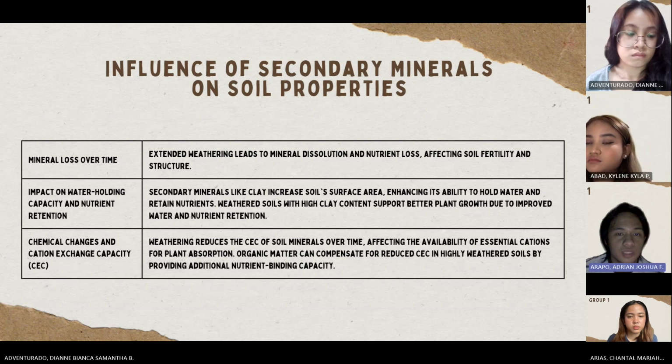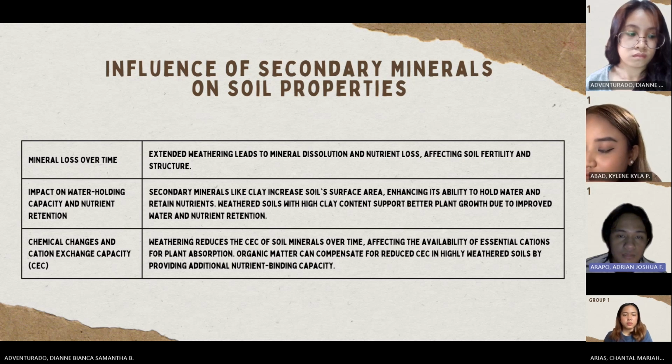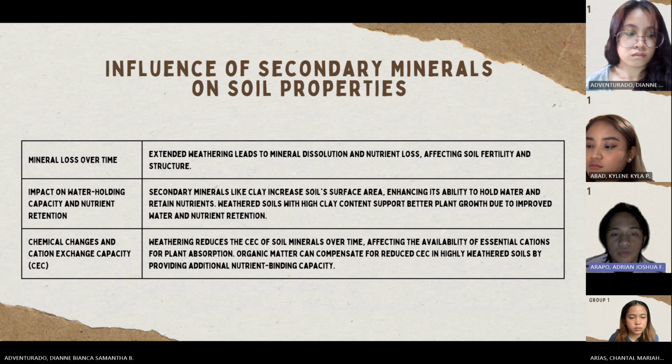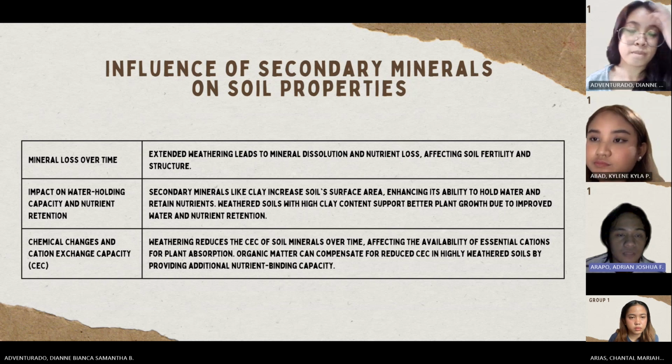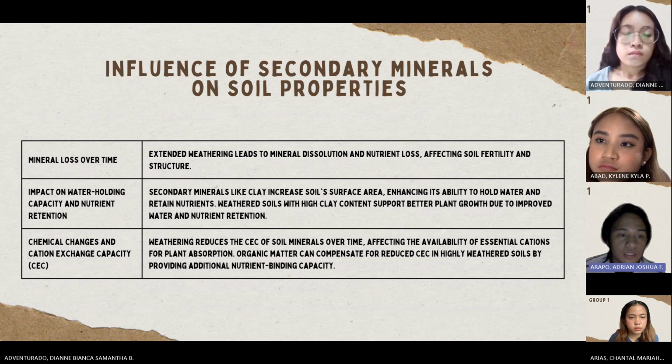Mineral loss over time. Extended weathering leads to mineral dissolution and nutrient loss, affecting the soil fertility and structure. So, for example, if there's a land that is very fertile originally, but then weathering was enhanced at that time, causing some of its properties to be washed away by the water, making it lose the minerals it contains.